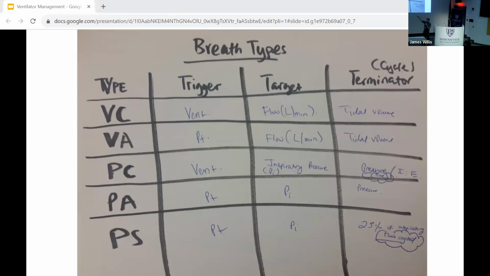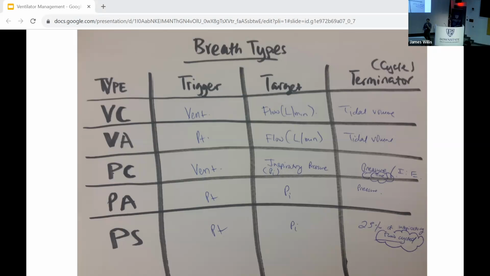So when you take these 3 T's and you fill out this table, you can create these 5 different breaths. A volume control breath where the patient's completely passive. The ventilator, you put in 10 breaths per minute. Every 6 seconds, the ventilator will trigger a breath, will achieve a target flow, and will cycle into expiration once that tidal volume that you plugged in is reached.